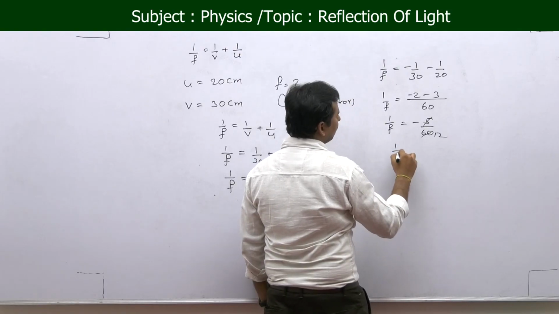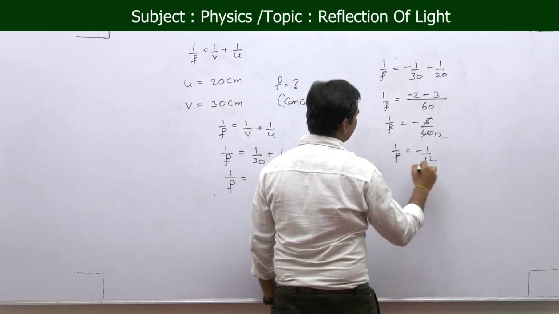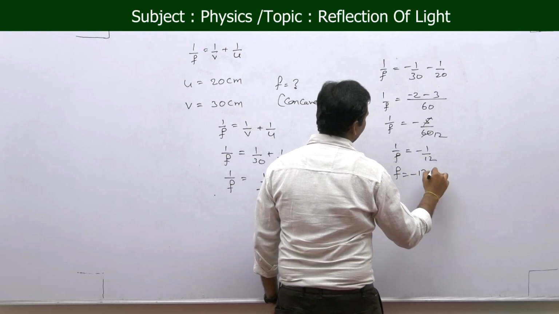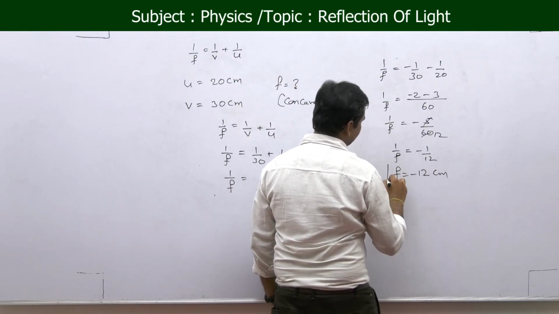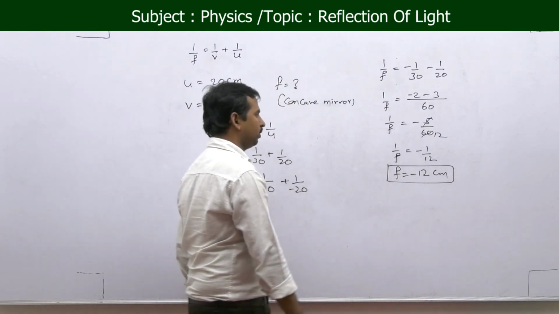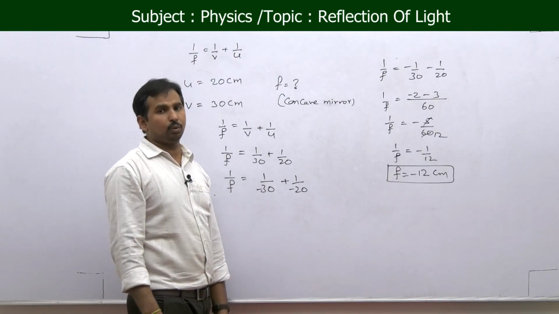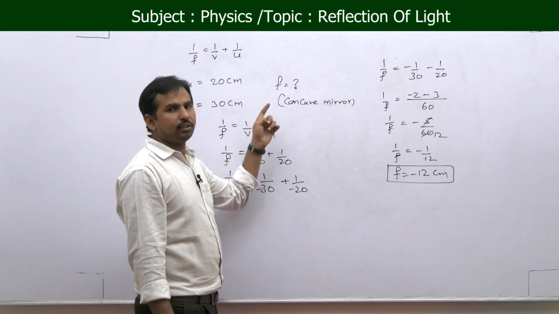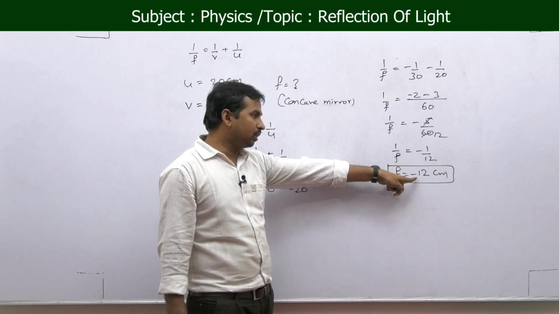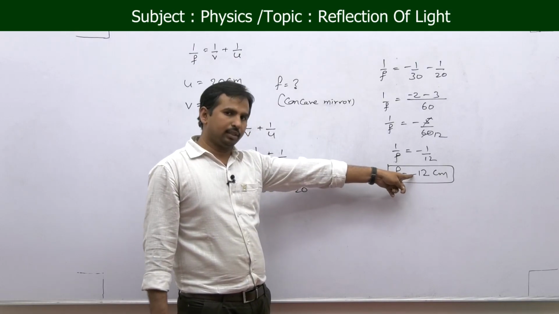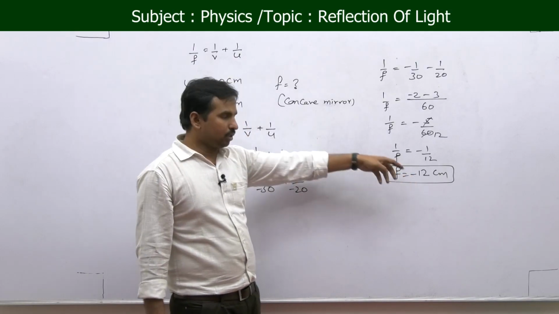Then we got 1/f is equal to minus 1/12, and f is equal to minus 12 centimeters. This is the focal length we got. As it is a concave mirror, that's why we are getting the focal length as minus 12 centimeters. Okay, now see that again.